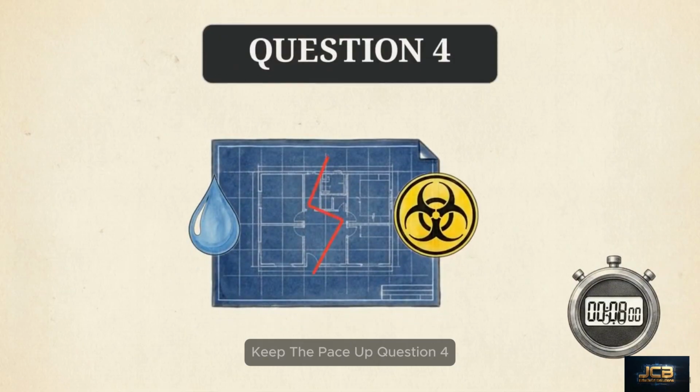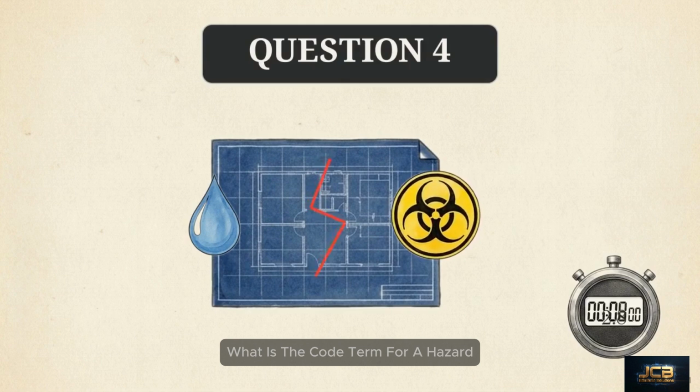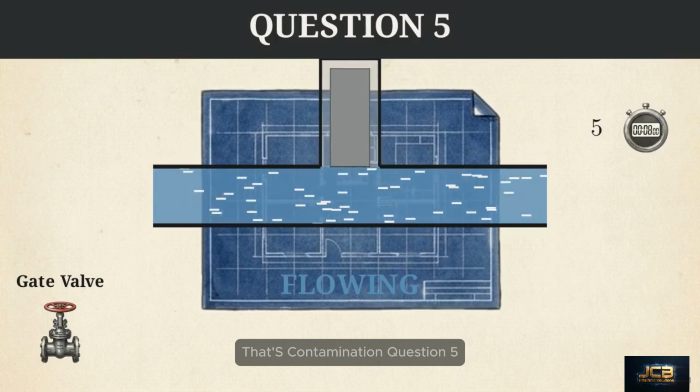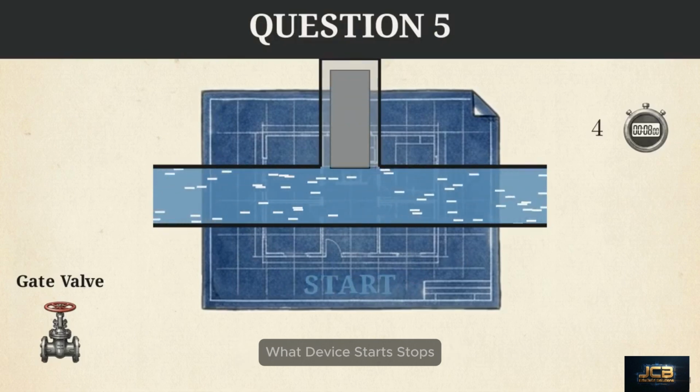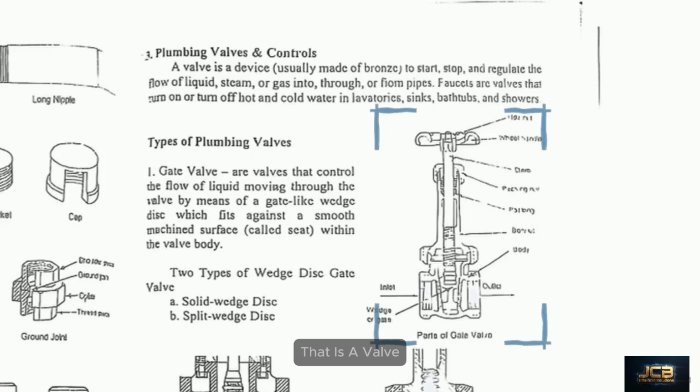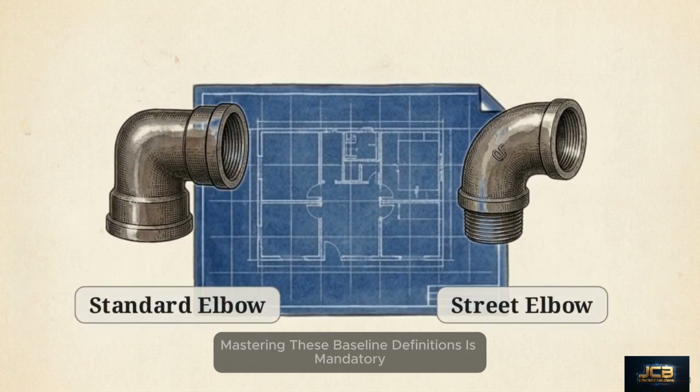Keep the pace up. Question 4. What is the code term for a hazard to the potable water system? That's contamination. Question 5. What device starts, stops, and regulates the flow of liquid or gas through pipes? That is a valve. Mastering these baseline definitions is mandatory.